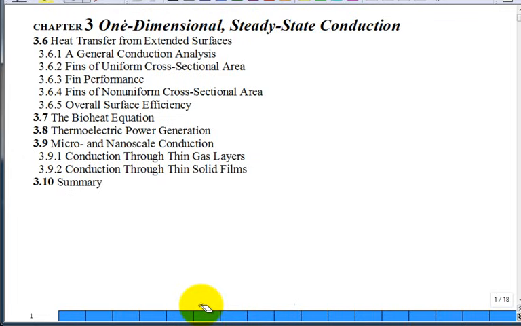So we're moving into the last part of this chapter dealing with one-dimensional steady-state conduction. We're moving into the section on extended surfaces. Sometimes you hear the word, what? What is an extended surface?